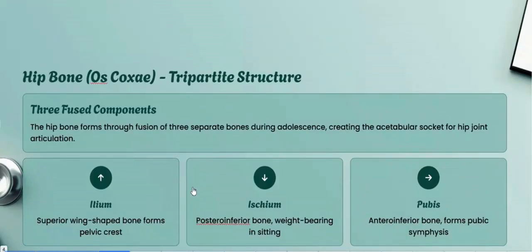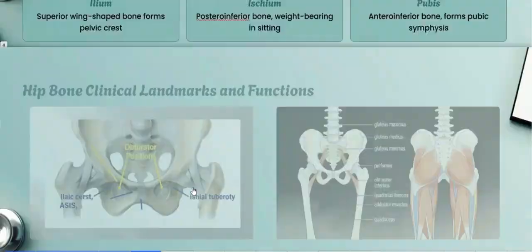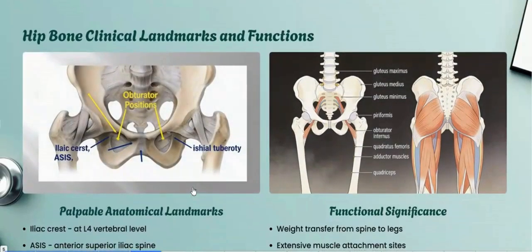Hip bone. Now let's talk about the hip bone, also called os coxae. Each hip bone is formed by fusion of three bones: Ilium, Ischium, Pubis. These three meet at a cup-shaped cavity called the acetabulum, which forms the hip joint with the femur. Important features you must remember.